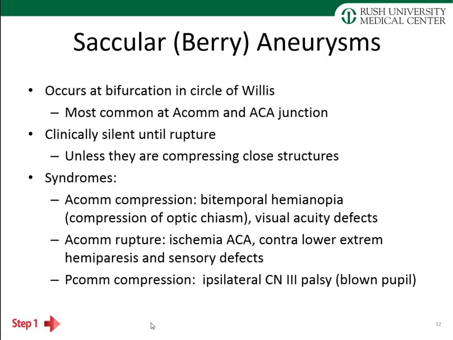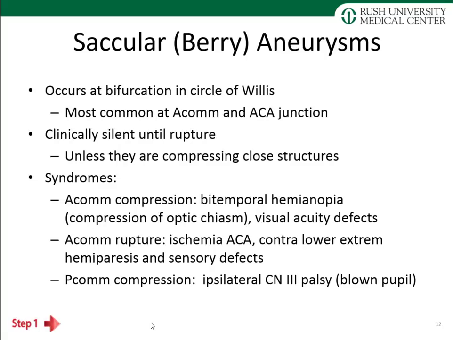A posterior communicating compression is very commonly tested, and it is associated with an ipsilateral cranial nerve 3 palsy. And if you remember from our gross brain lab, cranial nerve 3 sits right next to the PCOM. And so if you've got an aneurysm on the PCOM, it's very likely you're going to press on that nerve as it courses.